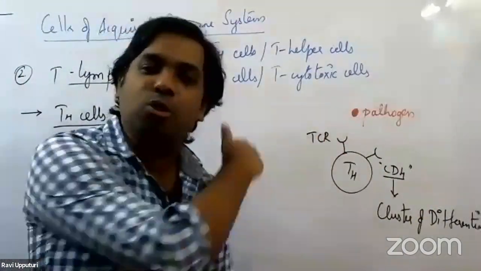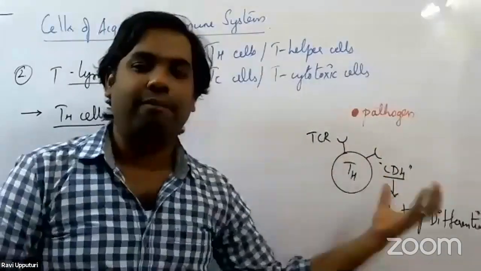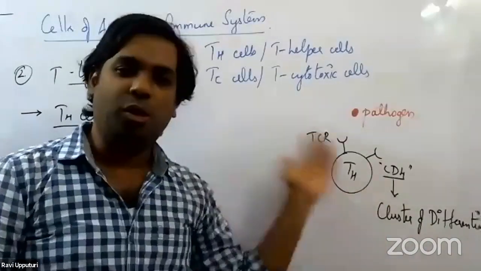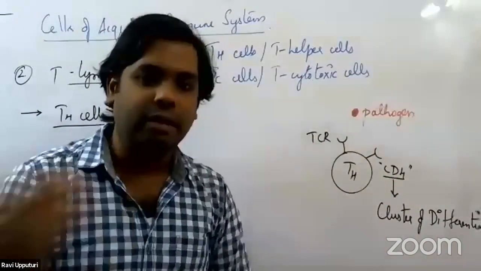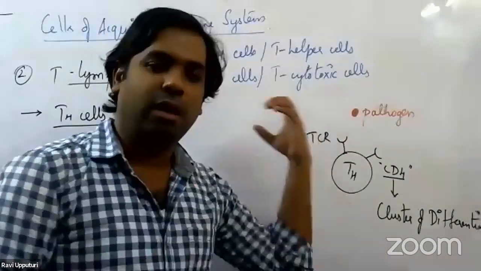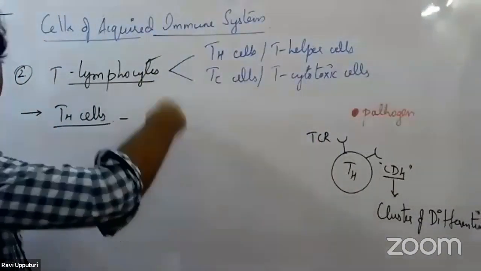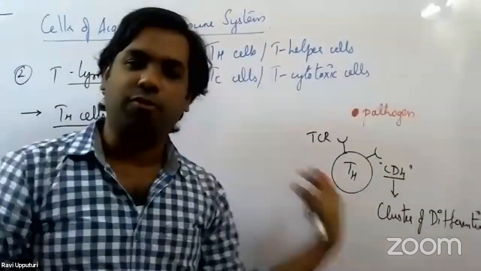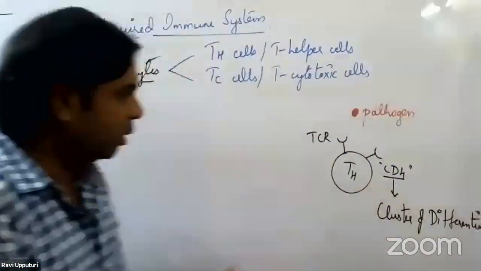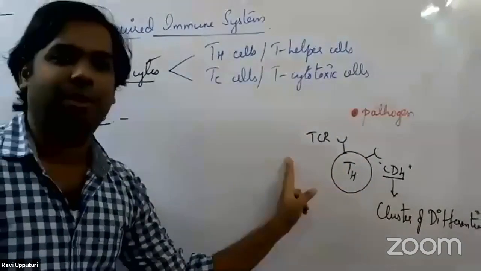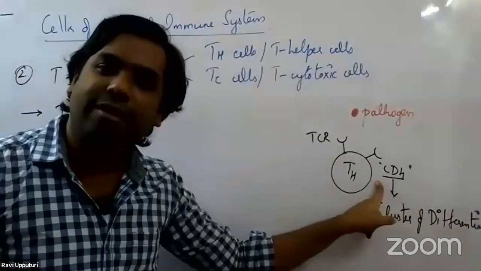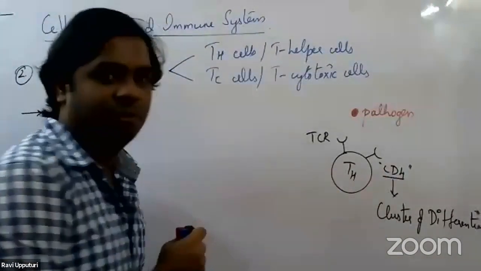In different types of T cells we have different types of CD molecules present. We'll talk more about this in detail in later topics, when we get into the process of differentiation or the process of activation of T cells. But for now, remember that there are two receptors present: the T cell receptor and the CD4 receptor, which are present on the surface of T helper cells.